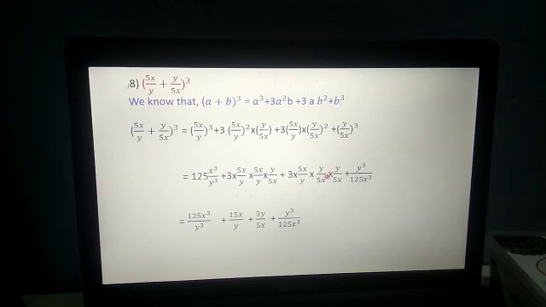Here in this term what is cancelled? This y and this y get cancelled. 5x and 5x get cancelled and only y/5x is remained over here multiplied by 3. So 3 multiplied by y. Okay, so 3y, and in the denominator only 5x is left. So 3y/5x plus here as it is y³/125x³. So this will be your final answer.